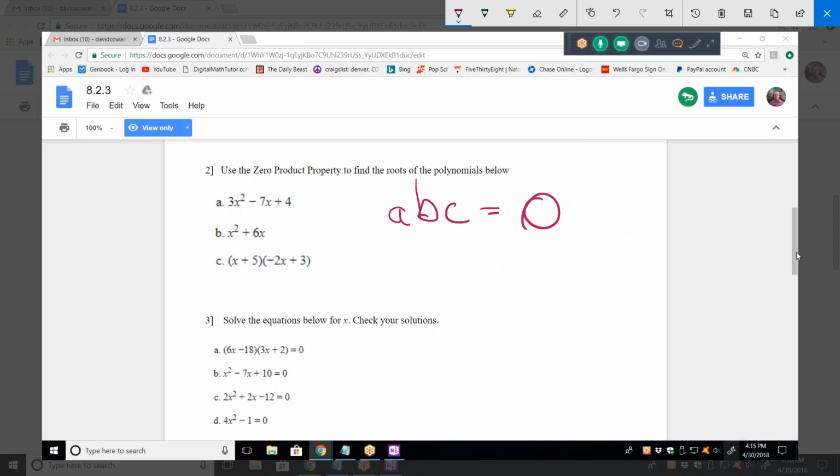Now, if I tell you that a times b times c equals 0, same principle. One of those three has to be 0. If I tell you a times b times c times d times e times f times g is equal to 0, one of those letters has to be 0. That's what the zero product property means. So when you're looking for the roots, you're going to set that equal to 0.